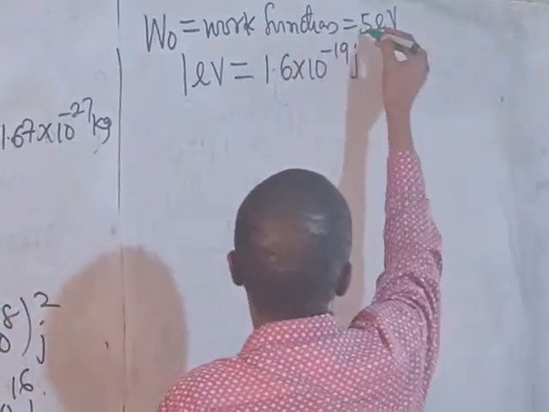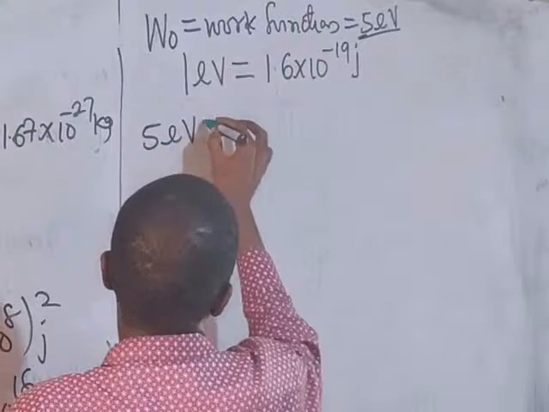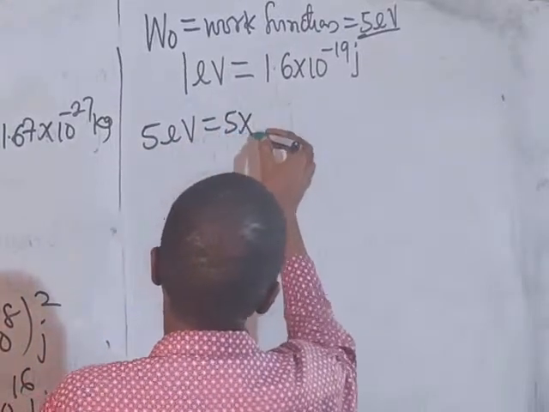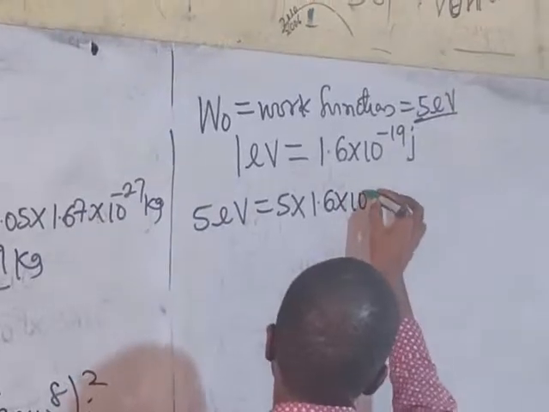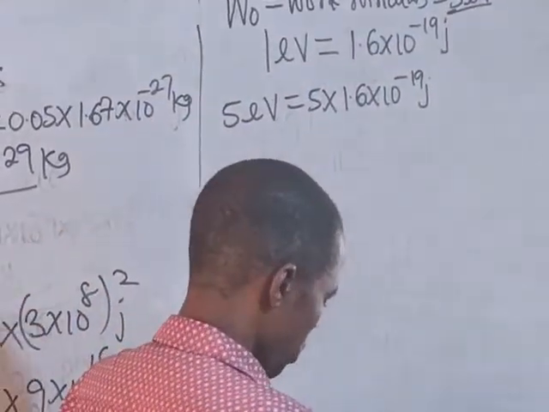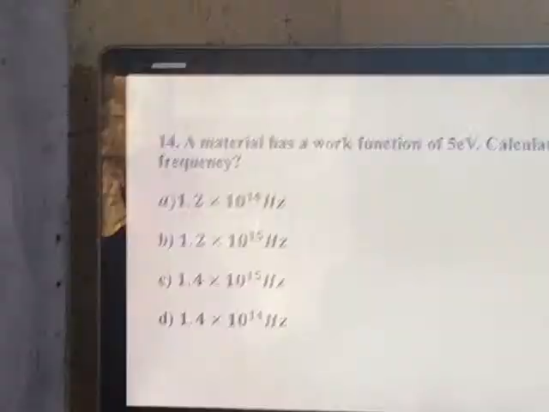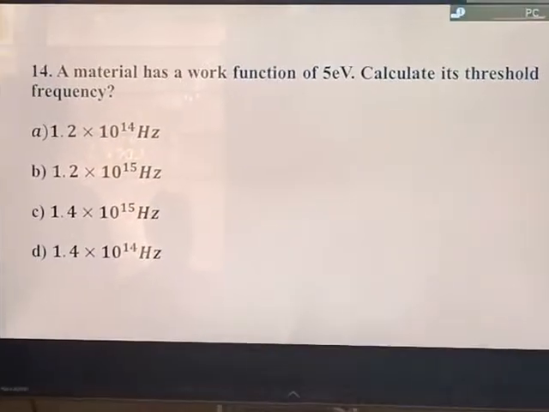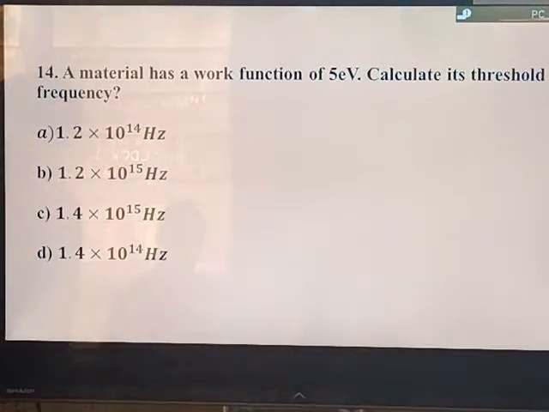So what do we do now? We convert this one to joule. So that 5 electron volt now becomes 5 times what? That's 1.6 times 10 to the power minus 19 joule. Let's find out what that will give us. 1.6 times 10 to the power minus 19 joule times 5. That gives us 8 times 10 to the power minus 19 joule.